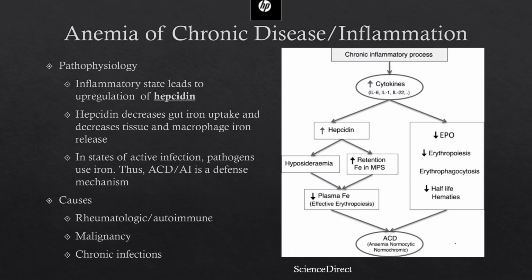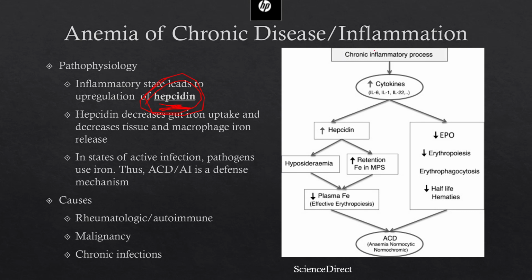Moving on to anemia of chronic disease, otherwise known as anemia of inflammation. So, there's a lot of pathophys here, but talking about what you need to know for the test. Inflammatory state leads to an upregulation of this molecule called hepcidin, and this is what you must absolutely know under all circumstances. Do not forget the name of this. Hepcidin. They love to test hepcidin on USMLE Step 1.